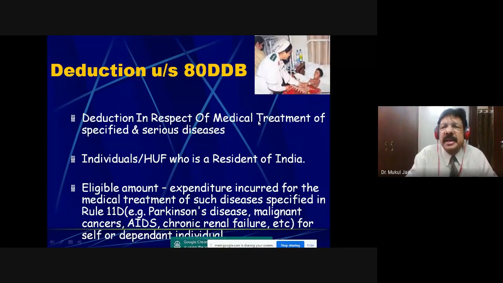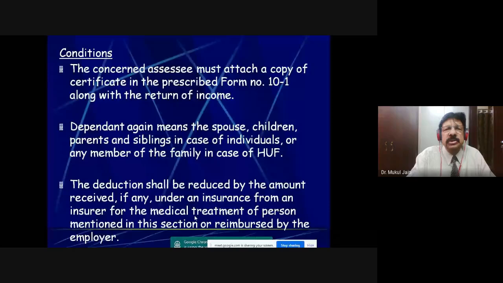नेक्स्ट सेक्शन है, ये भी इसी तरह का है, देखिए 80DD, दिस इज अ डिडक्शन इन रिस्पेक्ट ऑफ मेडिकल ट्रीटमेंट ऑफ स्पेसिफाइड एंड सीरियस डिसीजेस. So again, individuals and HUF can claim this. Eligible amount is expenditure incurred for the medical treatment of such diseases. For example, कुछ डिसीज होती हैं, जैसे पार्किंसंस डिसीज होती है, मेलाइनेंट कैंसर्स हैं, एड्स है, क्रोनिक रीनल फेलियर है, फॉर सेल्फ और डिपेंडेंट इंडिविजुअल. तो इसमें कंडीशंस क्या हैं?